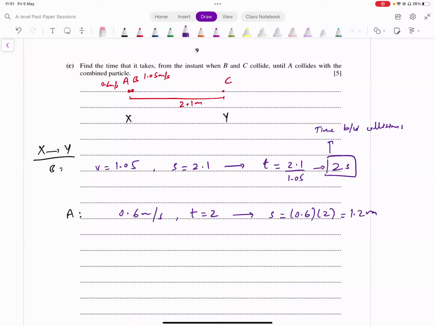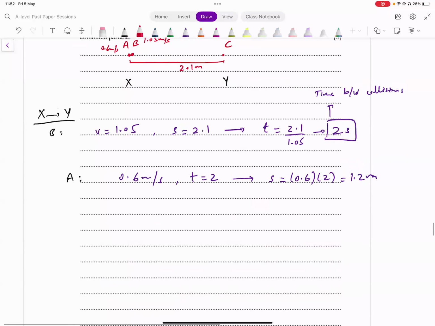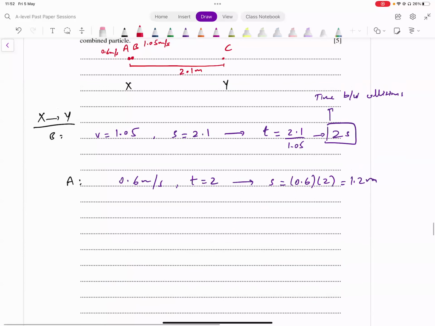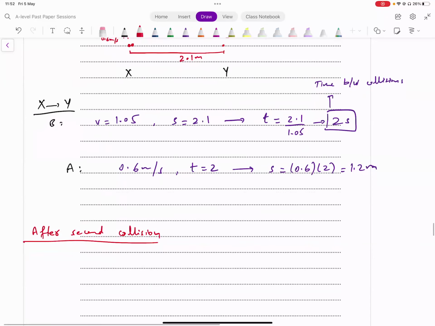तो जब आपकी सेकेंड कोलिजन हुई है तो A कहां पे पहुंच गया है, वो 1.2 मीटर्स उसने ऑलरेडी ट्रैवल कर लिया हुआ है. तो अब आपको पता चला है उनकी पोजीशंस क्या है, ठीक है. अब देखते हैं उनकी पोजीशंस क्या हैं जब सेकंड कोलिजन हुई है. सो आफ्टर सेकंड कोलिजन नाउ, दिस इज व्हाट द स्टेट इज, ये आपने पहले फिगर आउट करना था.